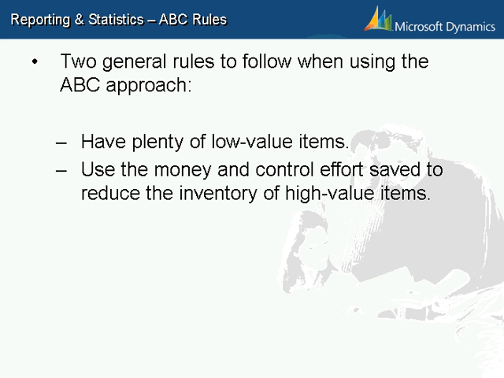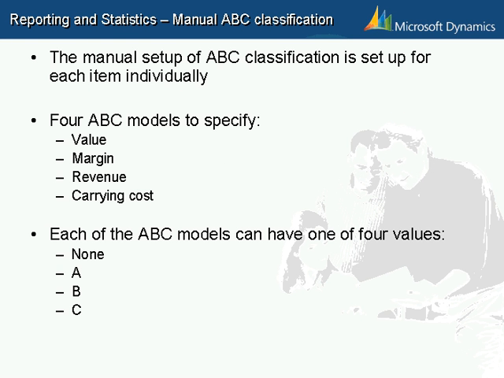B items take on a medium priority level of control. These items have a typical control with good records, regular attention, and typical processes. C items take the lowest priority level of control. These items use the simplest possible controls. Make sure that there are many of these on hand and keep simple or no records. Order large quantities of C items and carry the safety stock. Okay, now let me show the next slide.